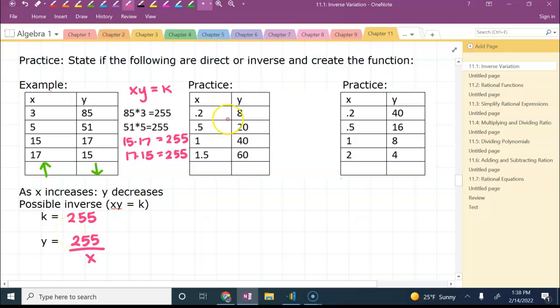So take a minute and do these 2 practice problems and see if you can decide, are they an inverse or a direct variation? And then try to find your constant so that you can then write your equation for it.